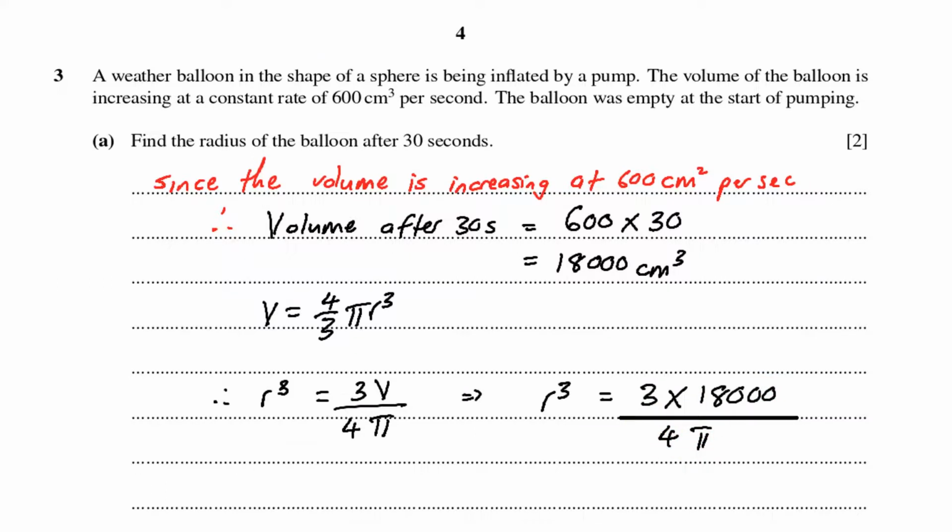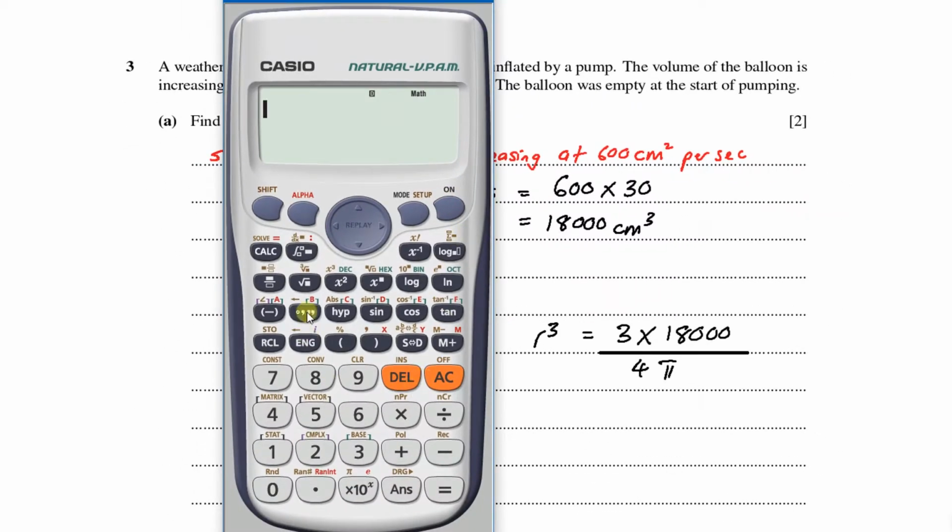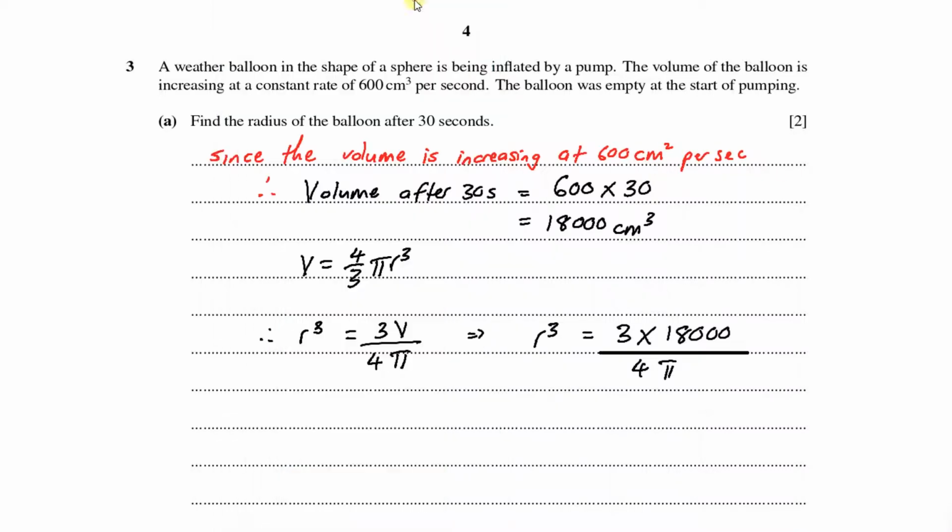So I'll type this in. So that's 3 times 18,000 divided by 4 pi, and this gives me 4297. So r cubed is equal to 4297.